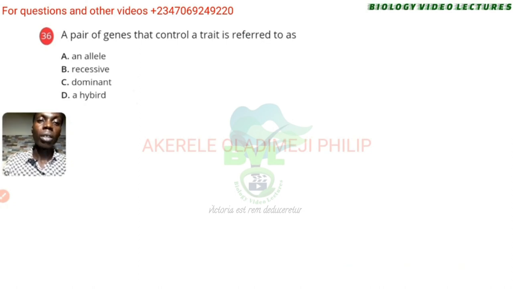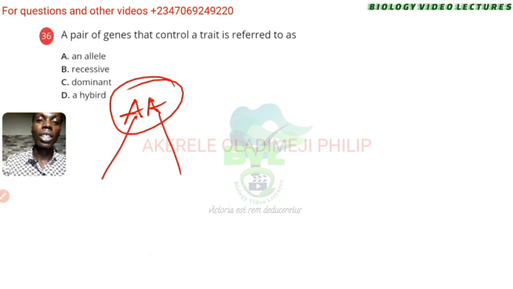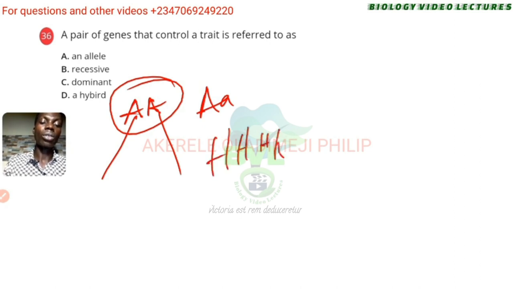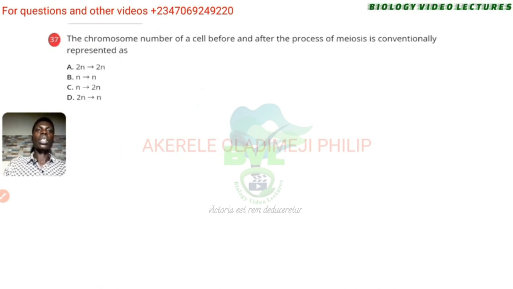A pair of genes that controls a trait is referred to as alleles. So this is an allele, this is a pair of genes. This is homozygous because the alleles are identical, this is heterozygous, this is homozygous, this is heterozygous, just a pair of genes that are alleles, so to say. All right, now moving on.